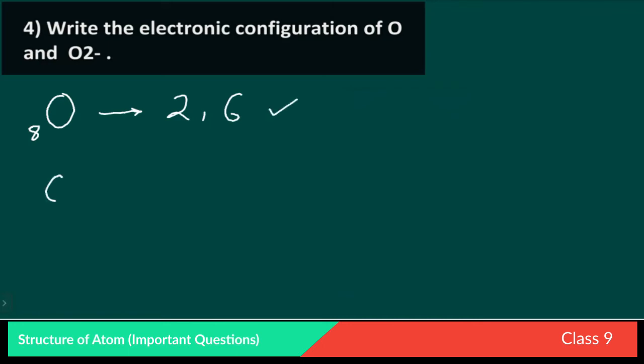Now if we come to oxide ions, how much will it be? 2 electrons will be added in the outermost shell. That means this 2, 6 will become 2, 8. This is the electronic configuration of oxide ions.